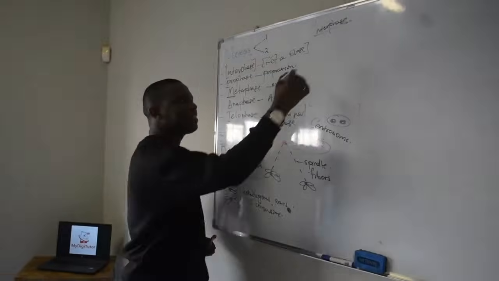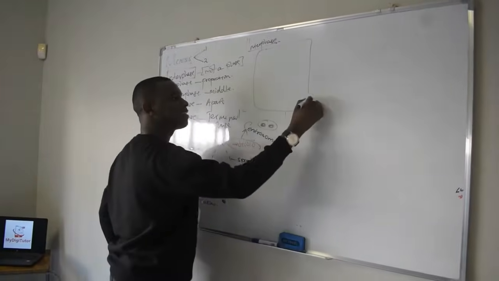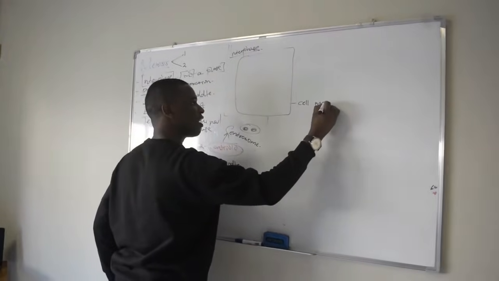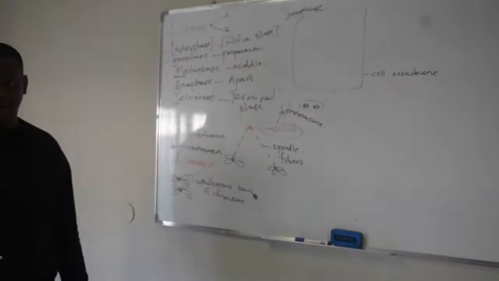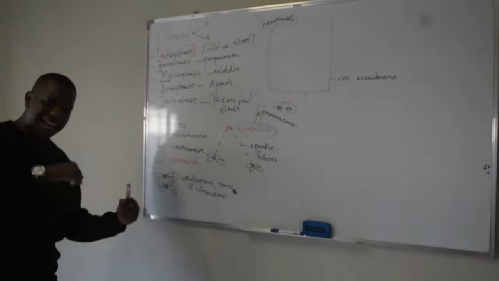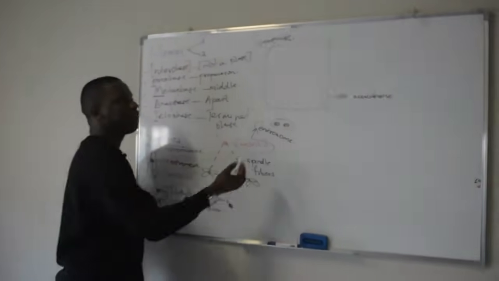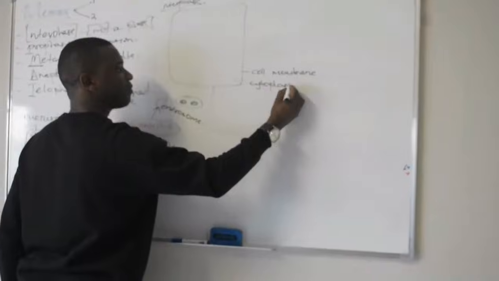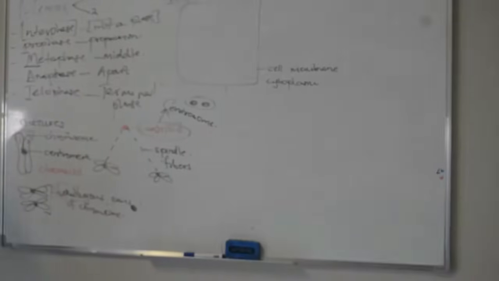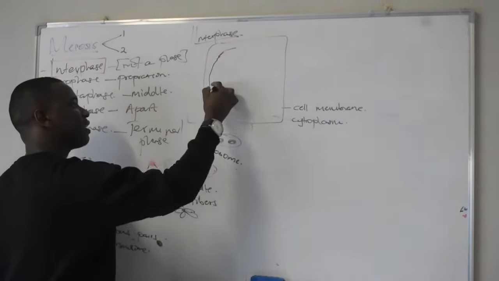So, you must indicate the cell membrane. And then, inside the cell membrane, you now have to indicate the nucleus. So if this is the cell membrane, then this is the cytoplasm. Right? We're still looking at the cell. We haven't moved inside the nucleus. And then this is going to be the nucleus.